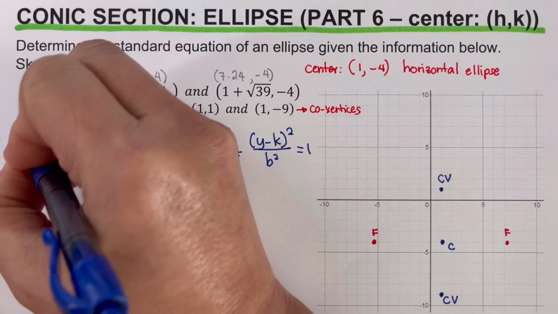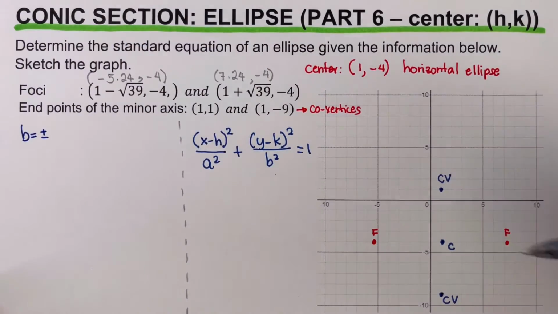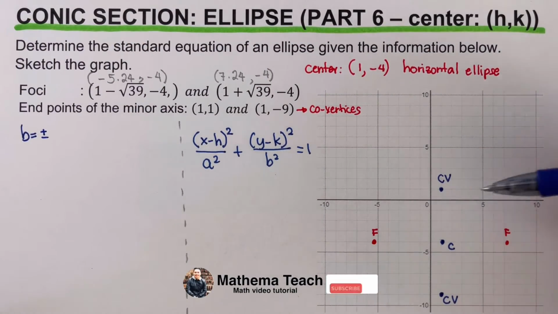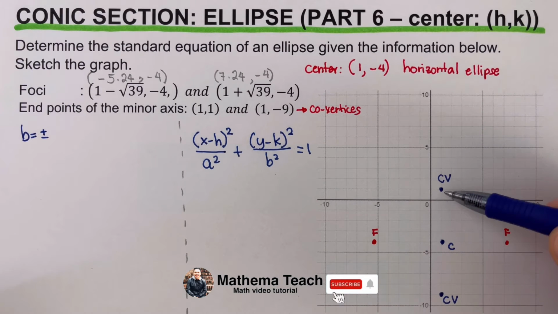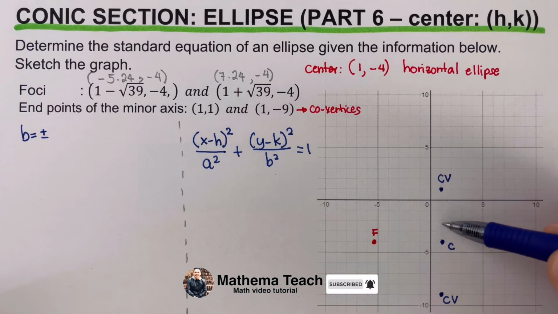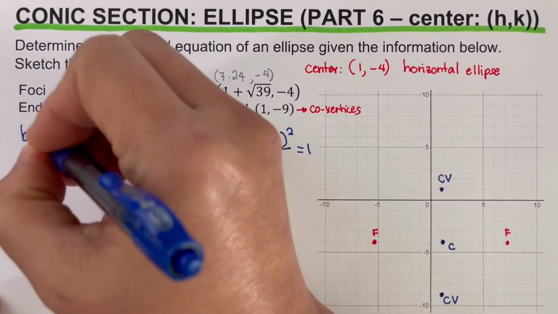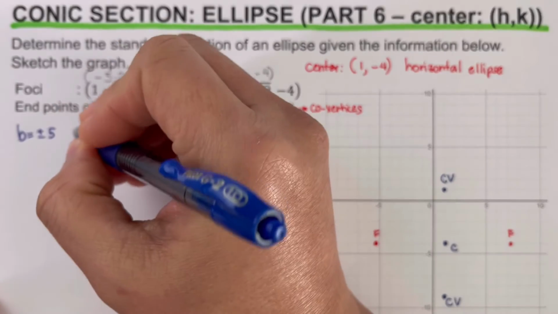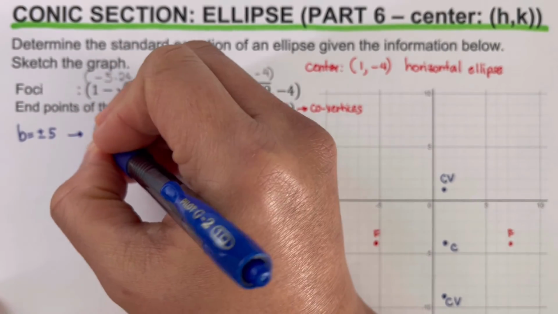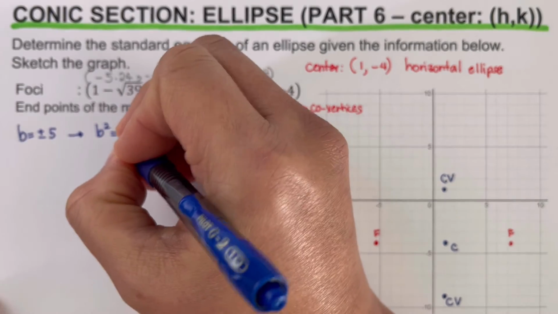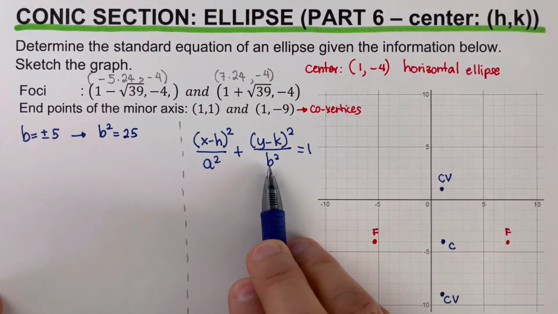So our b value is plus minus. We can go ahead and count it, or we can use the distance formula to determine the distance between these two points, or we have 1, 2, 3, 4, 5. So that is plus minus 5. This means then that our b squared is 25. So we already have the b squared here.